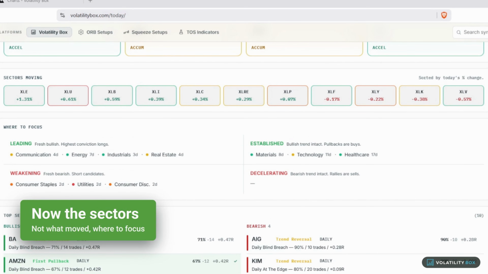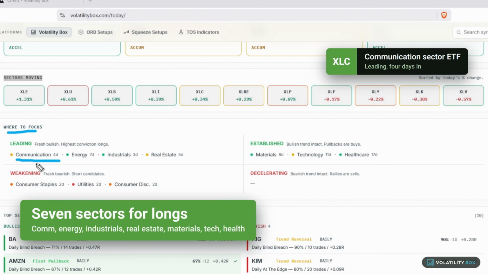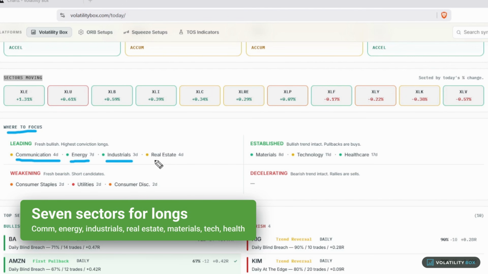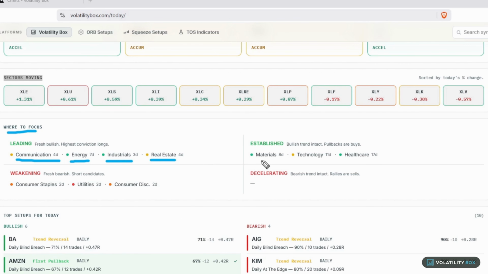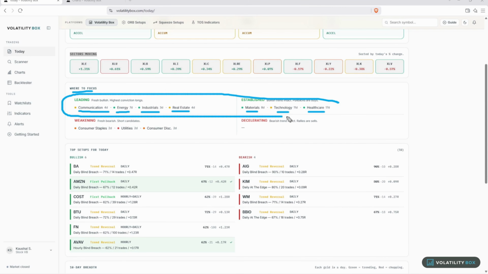Now, in terms of specific sectors, if you come down, you'll be able to see not only sectors that are moving, but more importantly, where we want to focus. For long side setups, we would like to focus on communication, so that's XLC, energy, that's XLE, industrial, so that's XLI, and real estate, that's XLRE. We also can focus on materials, XLB, technology, XLK, and healthcare, XLV. So a lot more sectors to the long side. We have 1, 2, 3, 4, 5, 6, and 7 different sectors.